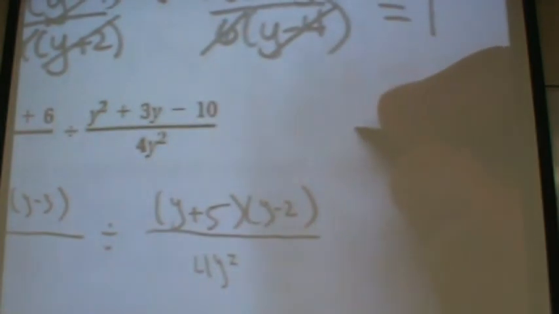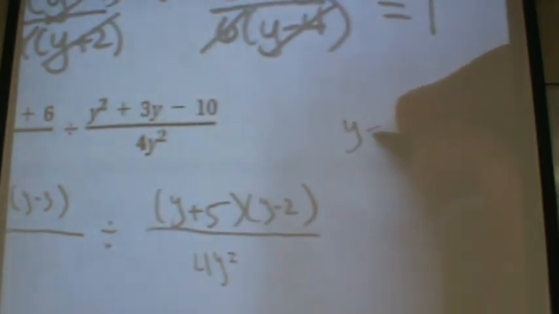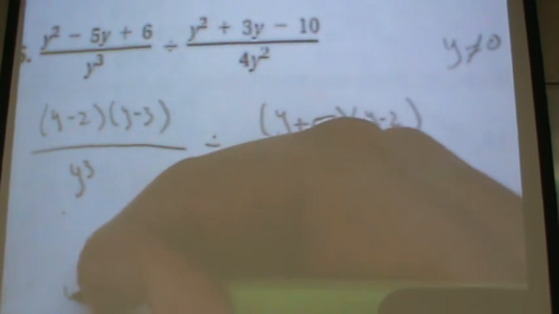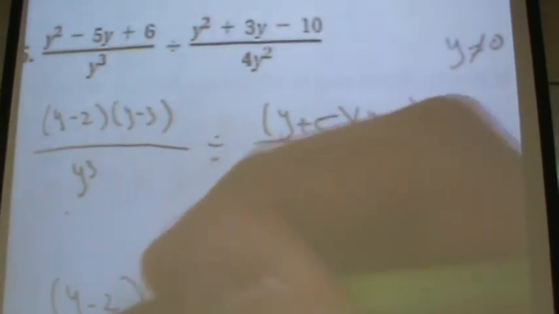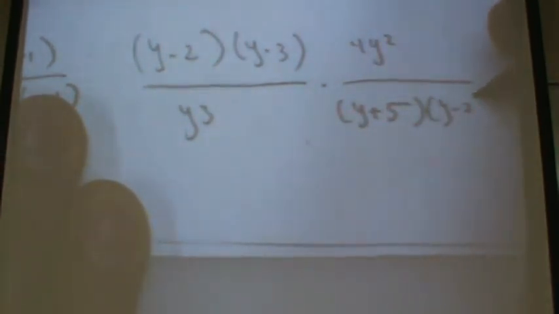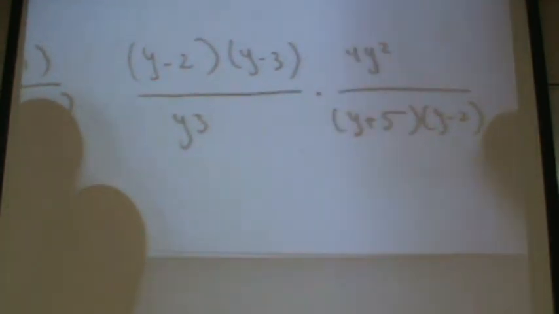What are your restrictions? Zero. Y can't be 0. Wait, then we're gonna flip it. And then y cannot be negative 5 or 2. No, I can't read my writing either. What were the new restrictions? Negative 5 and 2.